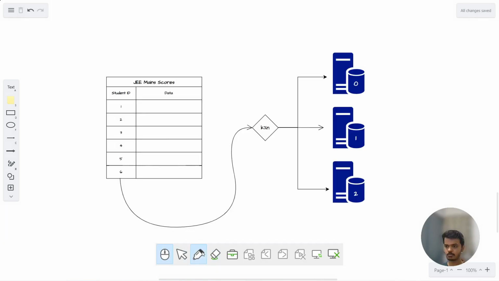Okay. To understand this particular thing, consider this particular case. Let's say that all the students who appeared for JEE Mains, their scores are to be stored on a database server. Okay? And a single database server is not enough for this, so we have multiple database servers. Now in order to know which student's data is present on which server, we'll introduce a hash function.